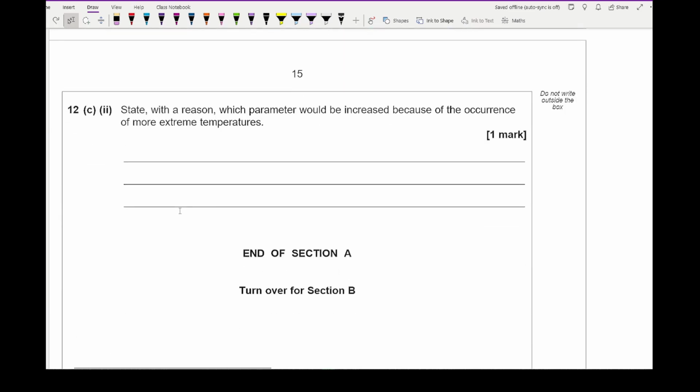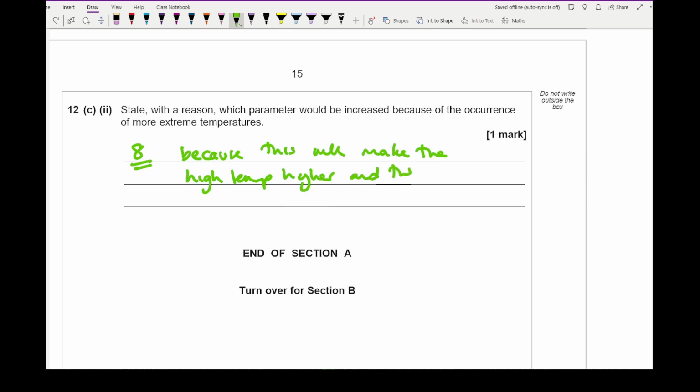It then says for part Cii, state with a reason which parameter would be increased because of the occurrence of more extreme temperatures, and that would be the 8. This is because this will make the highest temperatures higher and the lower temperatures lower. And there we go.